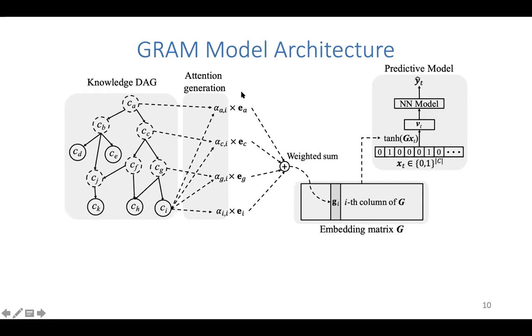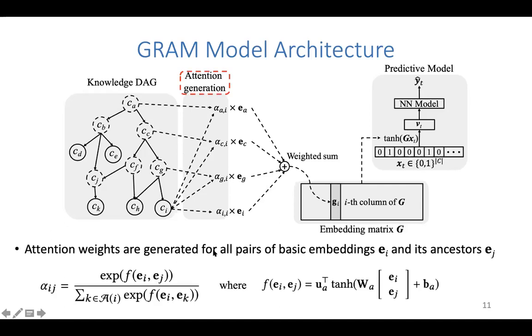So CA has a vector representation EA. EC is a vector representation of CC. EG is the vector representation of CG. EI is the vector representation of CI. So we're going to take a weighted sum of them. Attention weights are generated for all pairs of basic embeddings. So EA, EC, EG, EI are the basic embeddings, the embeddings for all the nodes here and its ancestors. So EI and EJ, this is basically alpha AI, alpha IJ.